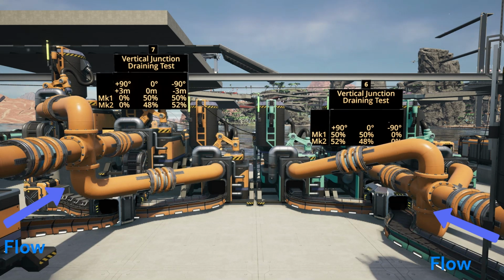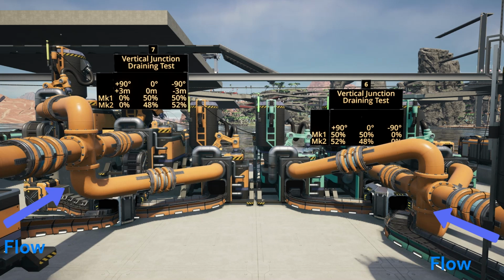The pipe flows downhill to the packager, while the bottom pipe on test 6 flows downhill to the junction. So the angle of the pipe dictates the flow of an empty pipe.